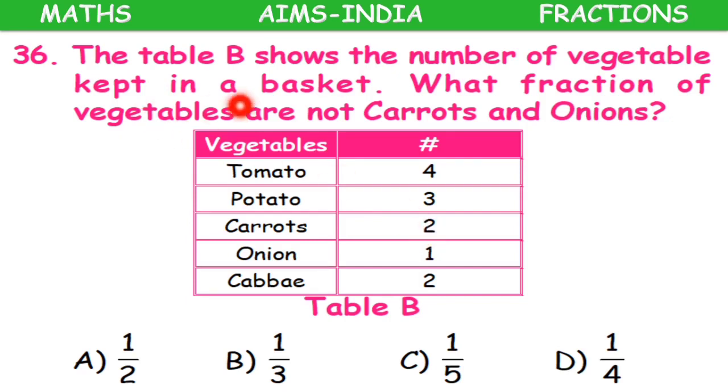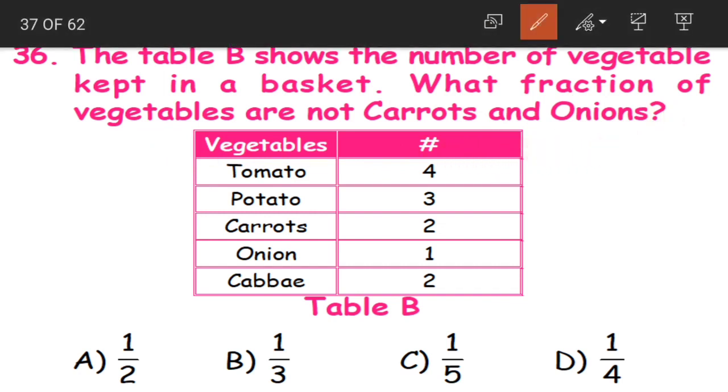Next. Table B shows the number of vegetables kept in a basket. What fraction of vegetables are not carrots and onions? What do we want? The fraction of vegetables that are not carrots and onions. So let us remove these and count the number of vegetables. 4 plus 3, 7. 7 plus 2, 9. Divided by, now the denominator will be what? The total number of vegetables. 7, 9, 10, 11, 12. So 9 by 12 is our answer here, children.